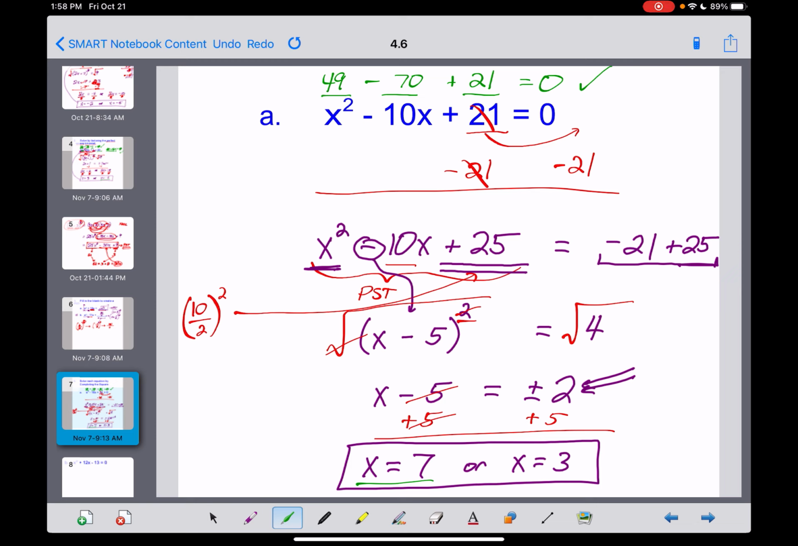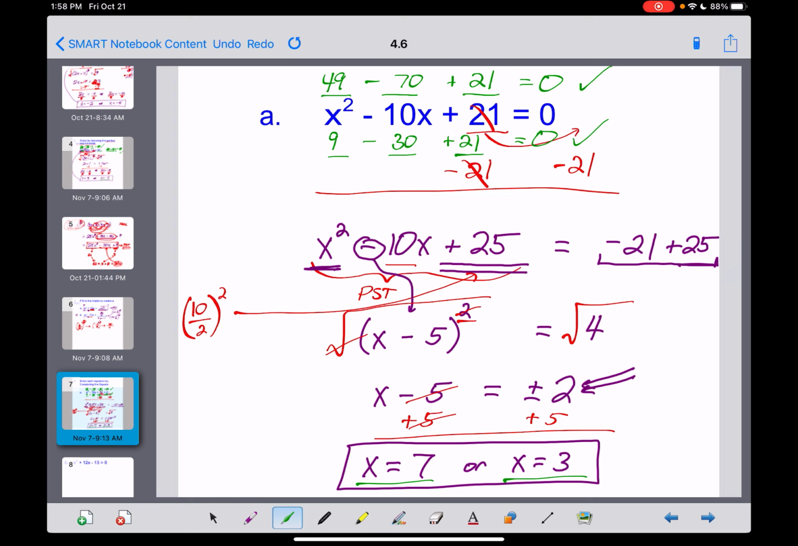I'll do that underneath here. 3 squared is 9, minus 10 times 3 is 30, plus 21. Well, 9 minus 30 is negative 21, plus 21 is 0. That one checks out as well. So we ended up with two distinct solutions here to this quadratic equation, which we got by the method of completing the square.